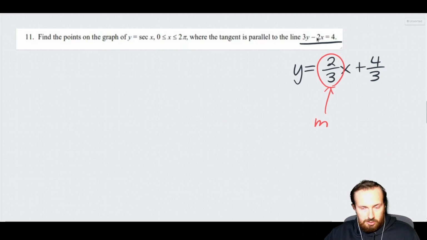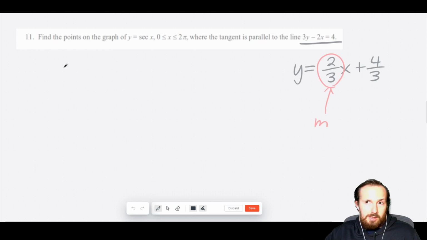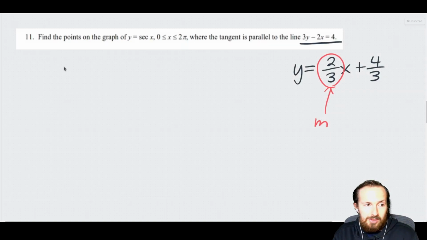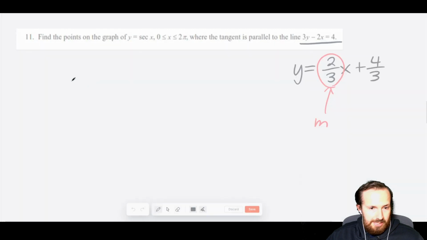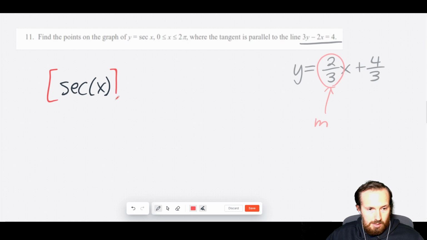So if that's the slope of this line, when would this curve be parallel to that line? Basically, whenever the slope of the tangent line to this curve equals this slope. And remember, the way that we can figure out the slope of the tangent line is basically by taking the derivative. So all we really need to do here is set this derivative, the derivative of secant of x, equal to 2/3.